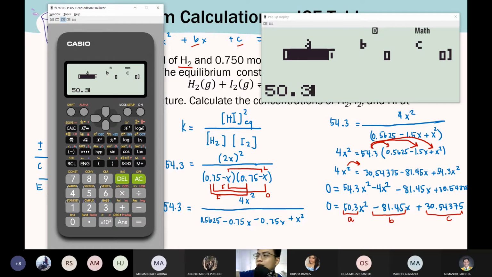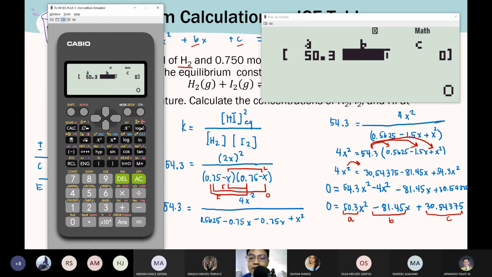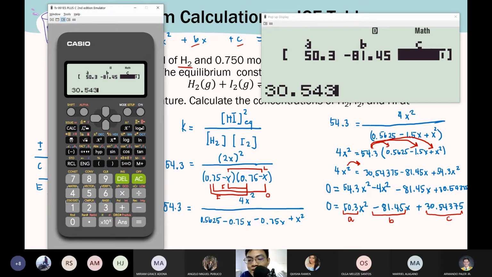This is the same on the ClassWiz, okay? For those using the ClassWiz, once you're at this screen, you just type the numbers. So, for letter A, that's 50.3, the coefficient of x squared. Press the equal sign. You've moved on to B. Say that it's negative 81.45. Then press equal again. And for letter C, there are so many digits, so you type them all: 30.54375.